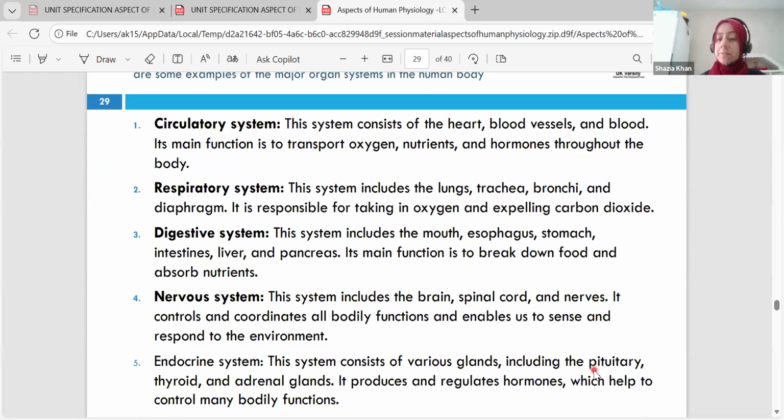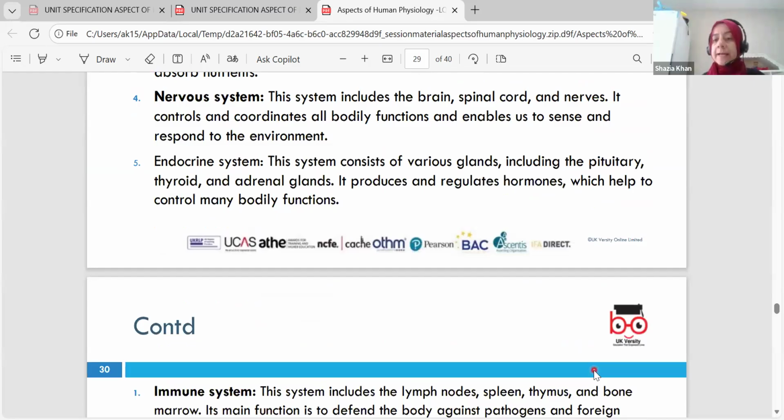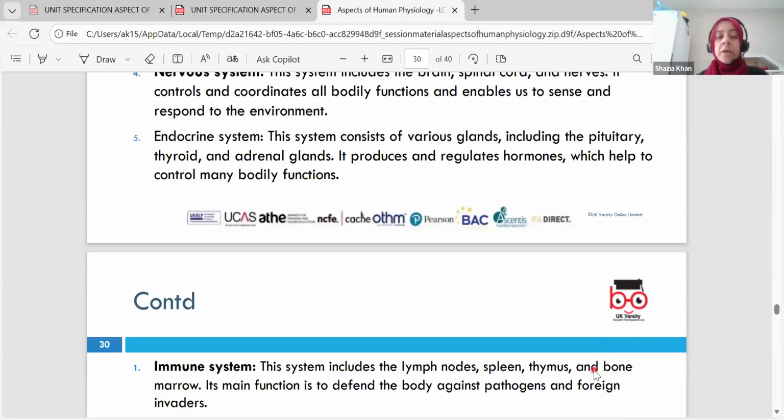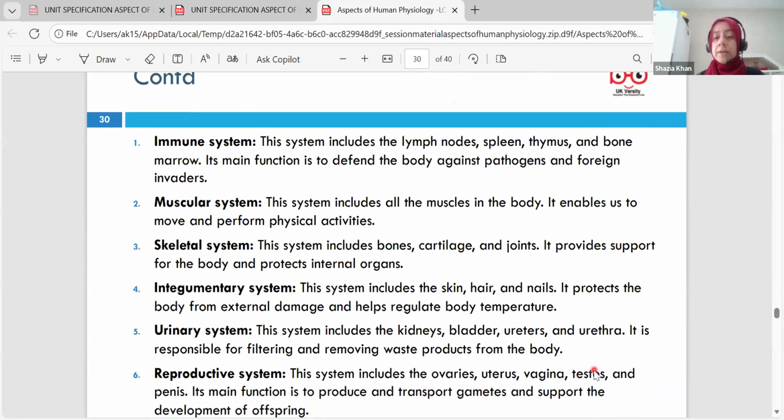The respiratory system helps in taking in oxygen and releasing carbon dioxide. The digestive system helps with digestion. The nervous system controls all other body functions. The endocrine system is made up of various glands that help regulate hormones, which help to control many body functions. The immune system, as the name suggests, gives protection from pathogens and foreign invaders.